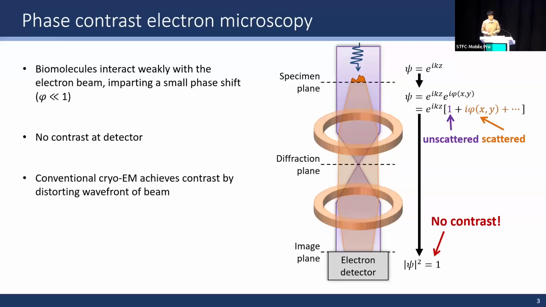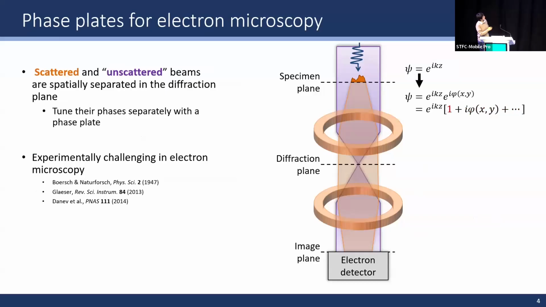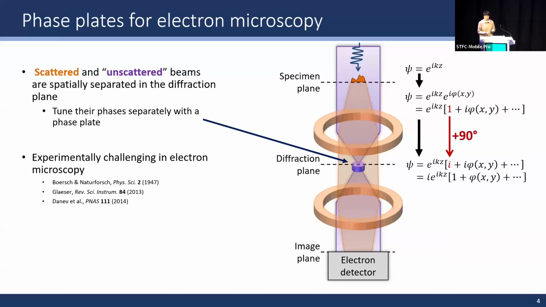Conventional cryo-EM deals with this by applying a defocus, which distorts the wavefront of the beam and allows us to get a contrast, but with some compromises. Now, if we look at these two beam paths, we notice that the unscattered part and the scattered part are actually spatially separated in the diffraction plane. The unscattered part focuses in the diffraction plane and offers us an opportunity to tune their phases separately with the faceplate. If we had some object or means of phase shifting this unscattered beam by exactly 90 degrees, then when we measure on the detector, we actually can observe a contrast.